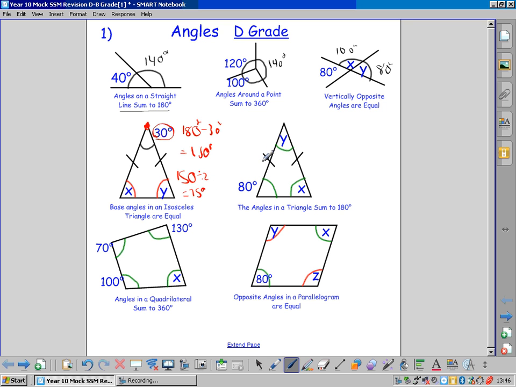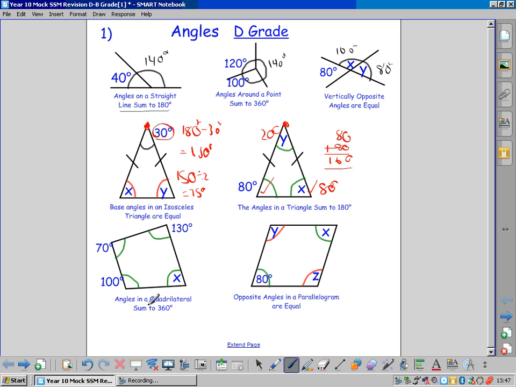Another type of isosceles triangle question is where you get one of the base angles. You're given one. So if you know this one here is 80 degrees, because base angles in an isosceles triangle are equal, you also know this one is 80 degrees. Because the two sides that are equal meet here, the other two angles are equal. You add up those two angles, 160, which means this one here must be 20 degrees, because the angles in a triangle add up to 180 degrees.